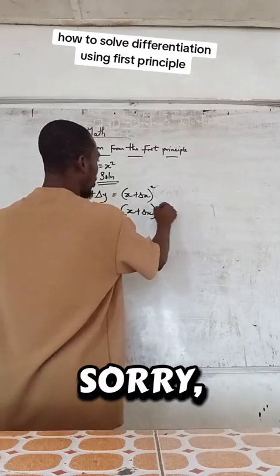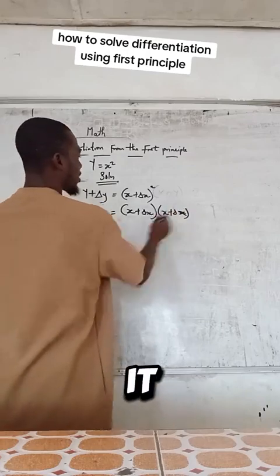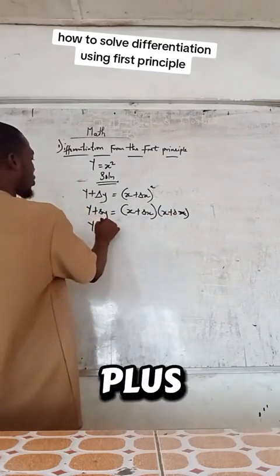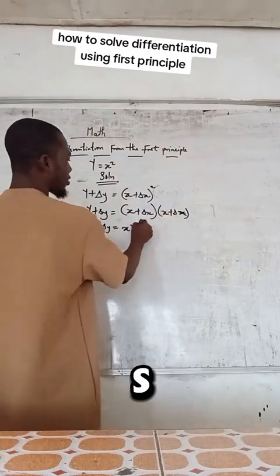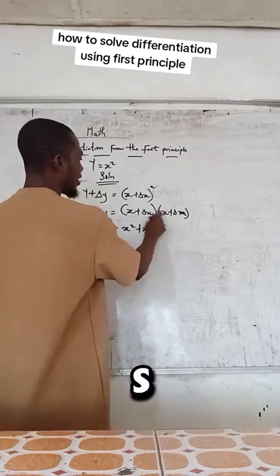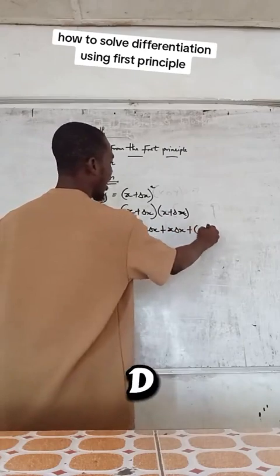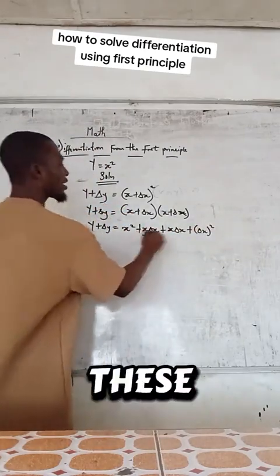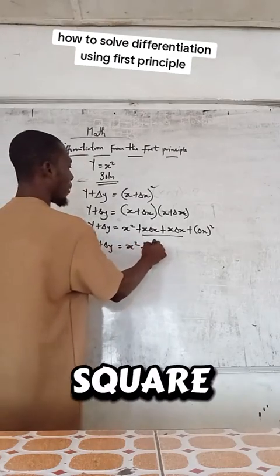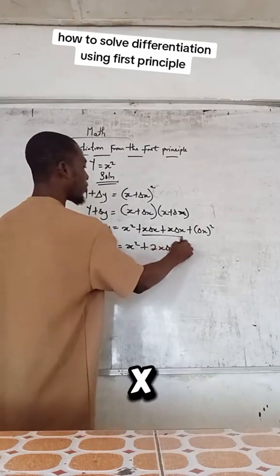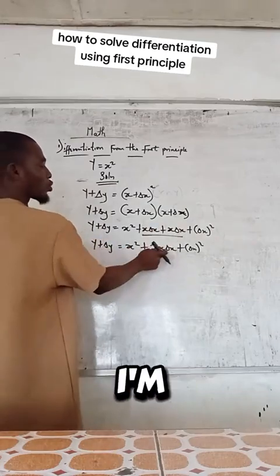Since it is squared, I have 2 of the brackets here. So y plus dy equals x times x, which gives me x squared. X times dx gives me x dx. Dx times x gives me x dx. Dx times dx gives me dx squared. These two are the same thing, so I'll add them together. I'm having x squared plus 2x dx plus dx squared.